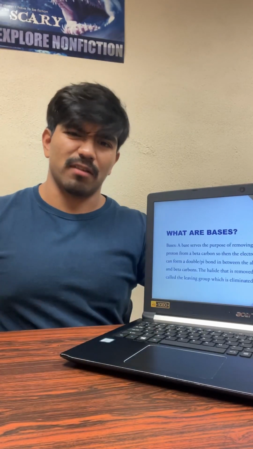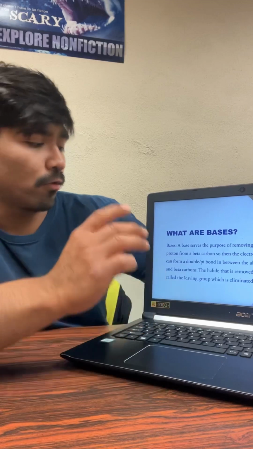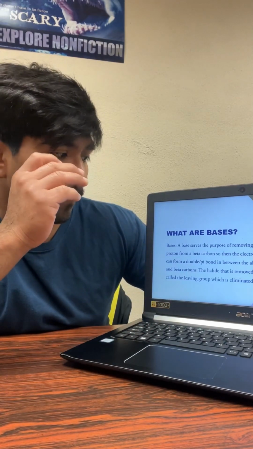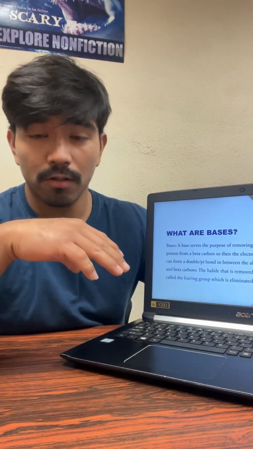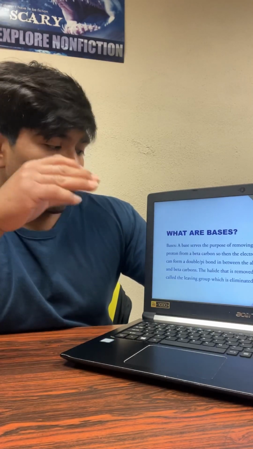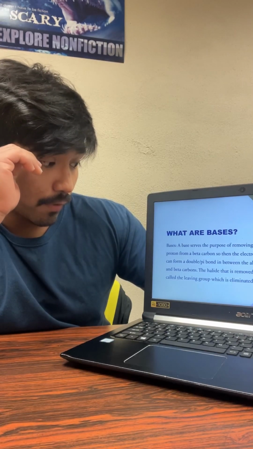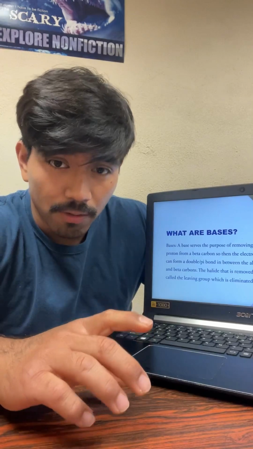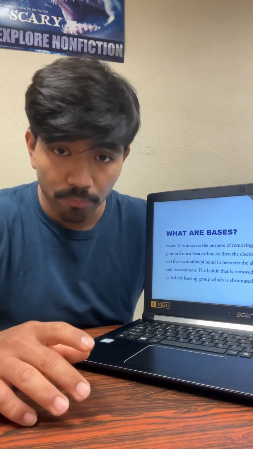So what is a base then? So a base serves the purpose of removing a proton from a beta carbon, so then the electrons can form a new pi bond or double bond in between the alpha and beta carbons. But the halide is removed, and the halide that is removed, or the thing that is removed, is called the leaving group.